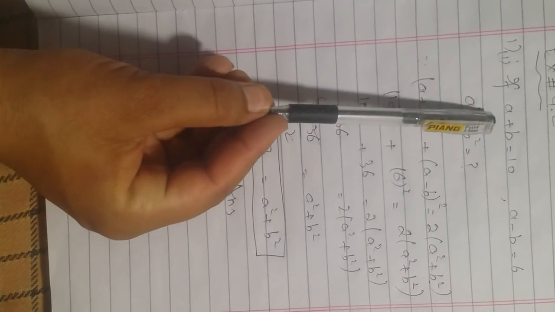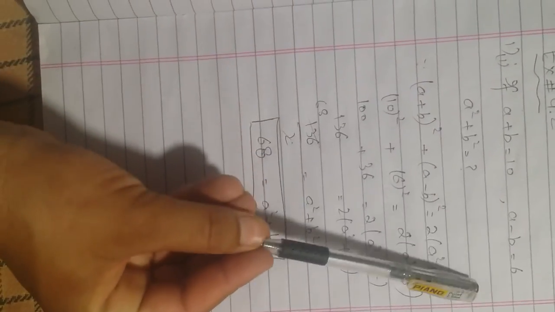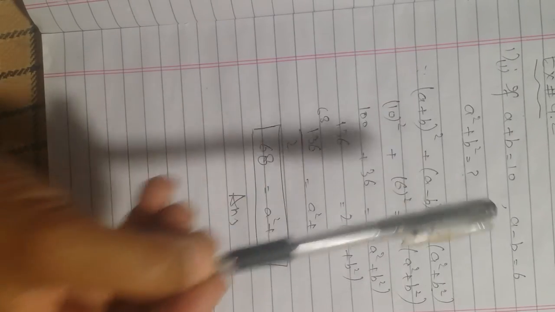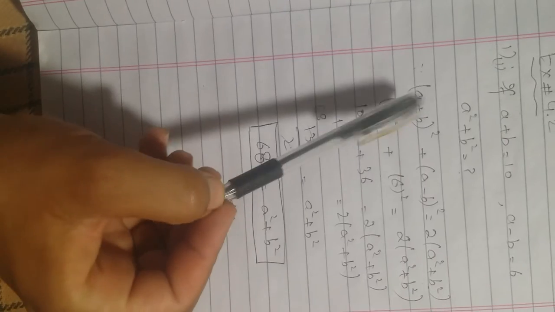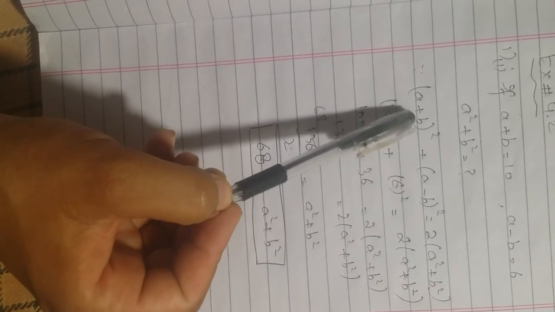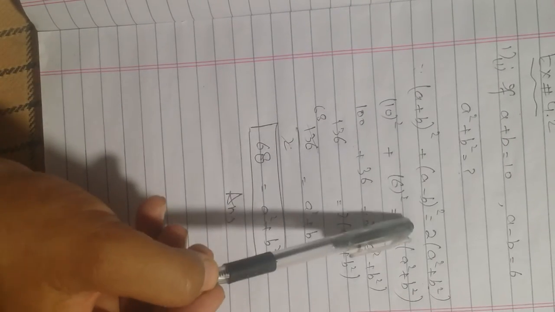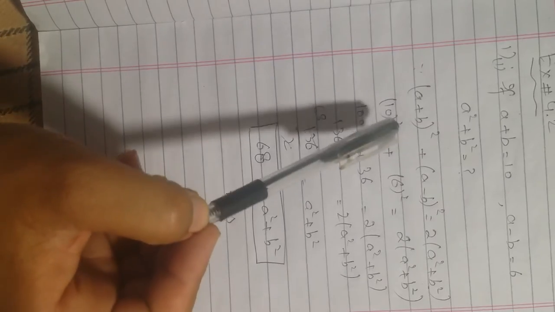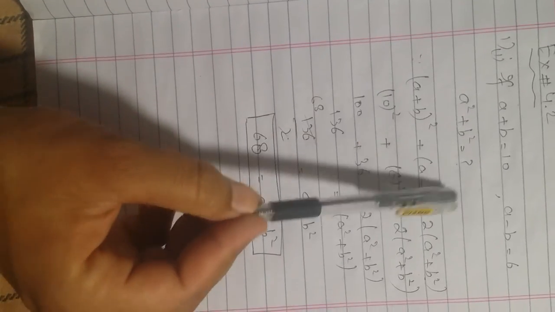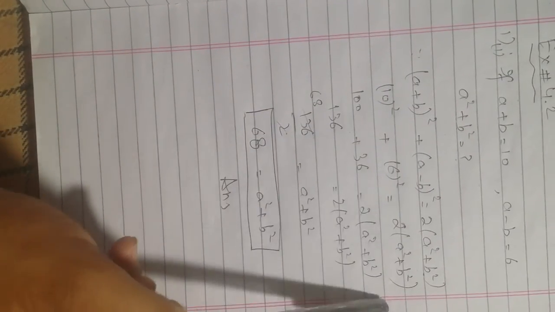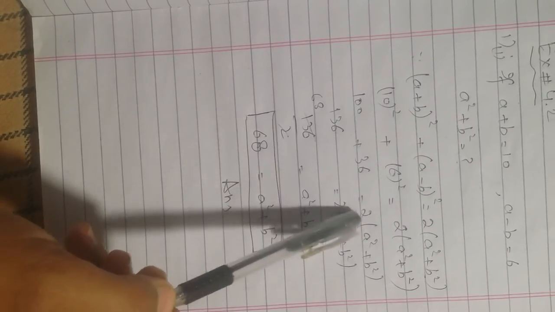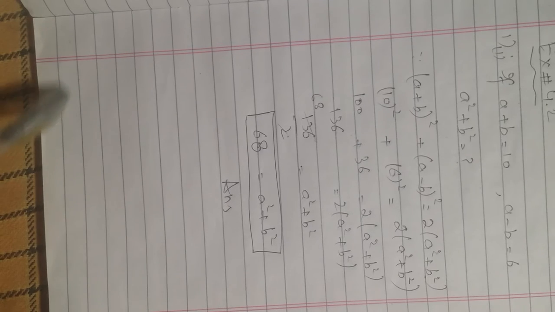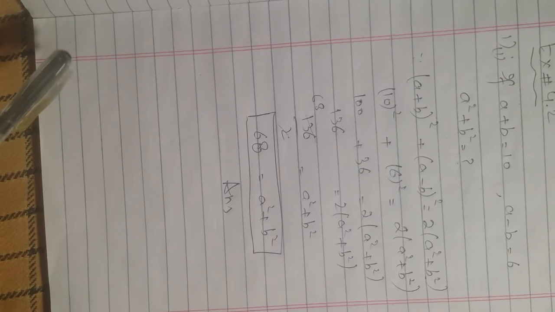Given that a plus b is equal to 10, a minus b is equal to 6, we have to find a square plus b square. We use the formula here. We see all the values available in this formula. (a plus b) whole square plus (a minus b) whole square is equal to 2 into (a square plus b square). 10 square 100, 6 square 36, 136 divided by 2. That's your answer.